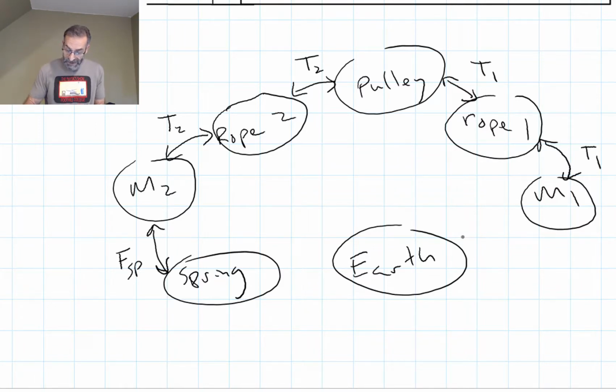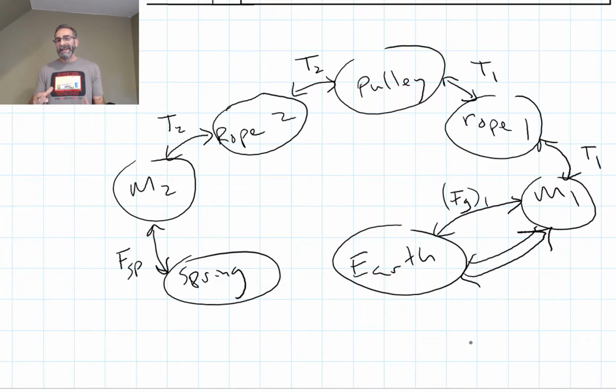M1 is interacting with the earth 2 ways. Force of gravity, I'll put Fg1. And through a surface interaction. It's really one interaction with the surface, but we like to break it up into a normal force and a friction force. So I draw this double arrow. One side indicates the normal force, and the other side indicates kinetic friction.